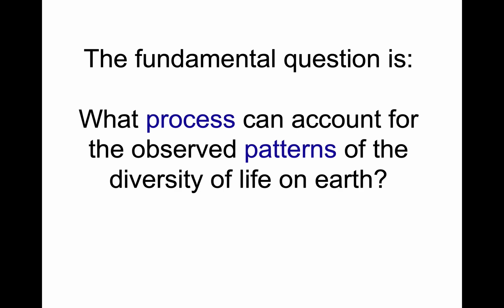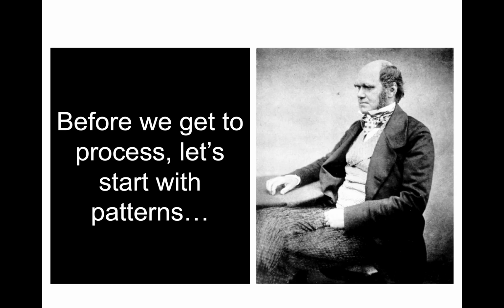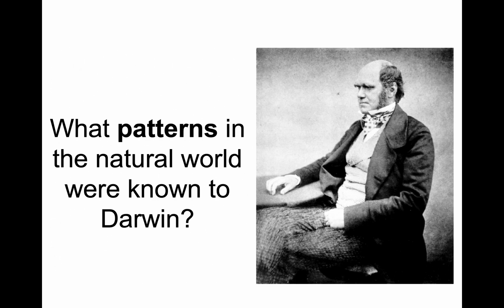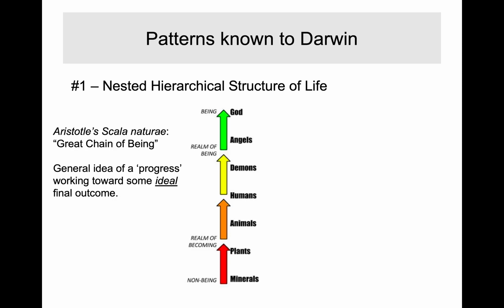What process can account for the observed patterns of the diversity of life on Earth? We can talk a lot about process, and that's what we'll do in this class. We'll talk quite a bit about process. But for this class, I'd like to start with patterns, and we'll use these patterns as the evidences that Darwin would have had access to at the time. So what patterns in the natural world were known to Darwin is the question we're going to ask. And we're going to start.